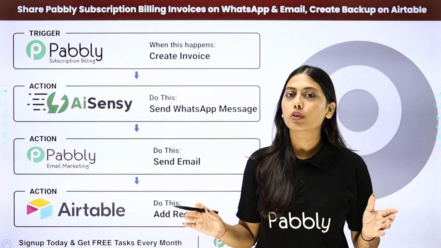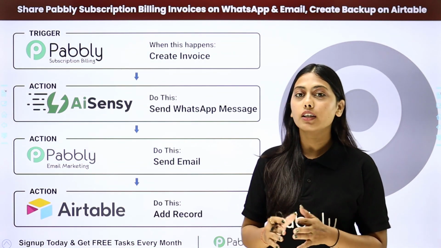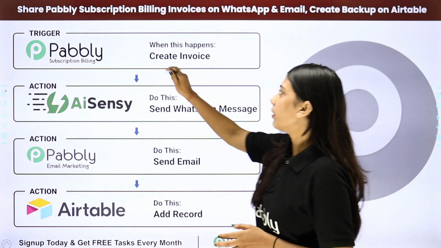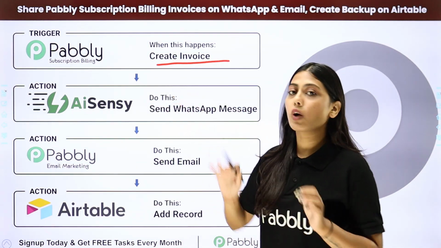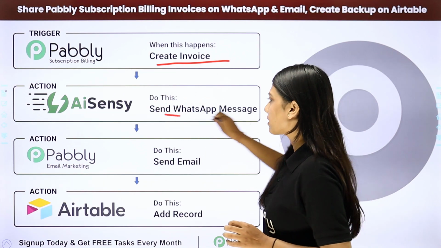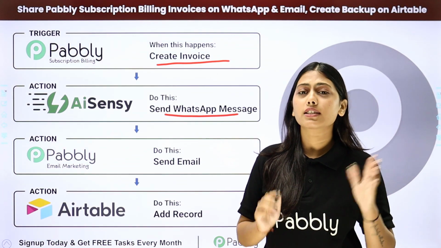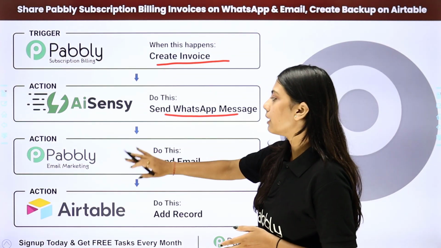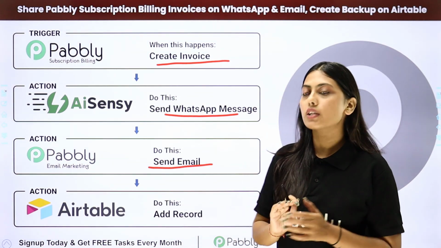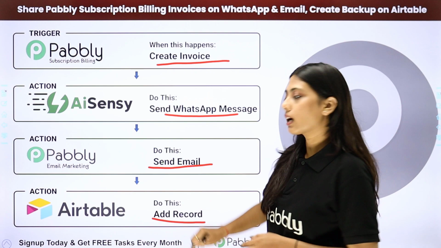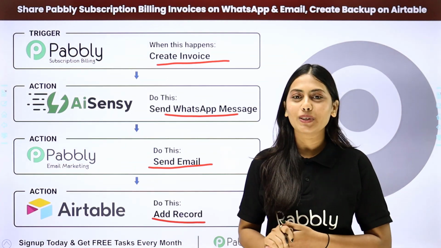In this process of automation using Pabbly Connect, our trigger will be Pabbly subscription billing, where you create an invoice. Then our first action will be AI Sensi to send WhatsApp messages, which is our second step. Our third step, or second action step, will be Pabbly email marketing to send individual emails. And then at last, we will use Airtable to create a backup or a record. Let us learn how to do that.